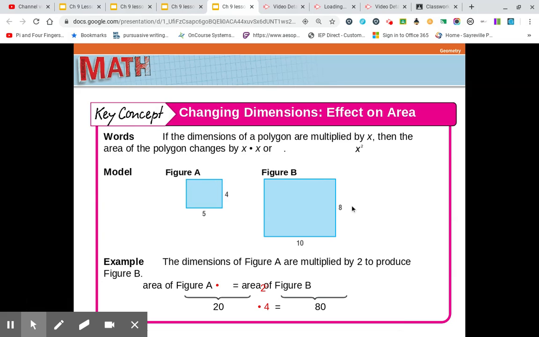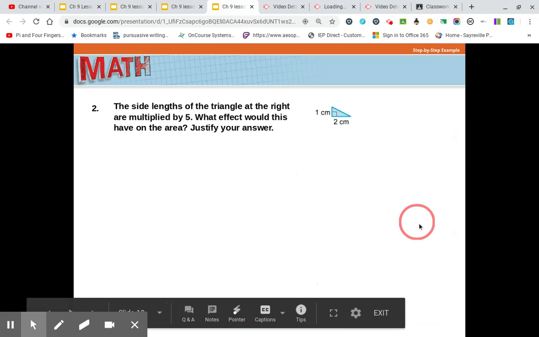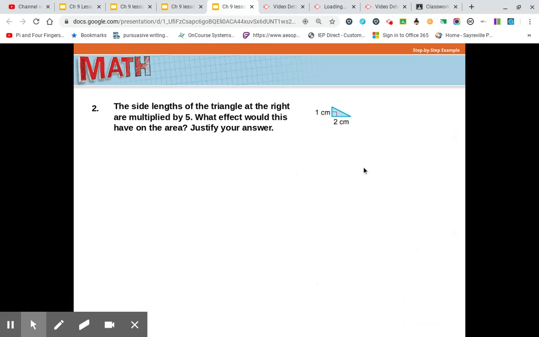And area, now we're talking about area. Area is length times width. So you're just going to do 8 times 10 to get 80, and 5 times 4 to get 20 for the area. But now we get to combine the lessons from last week into the lesson from this week, which is finding the area of a triangle in order to change the dimensions.